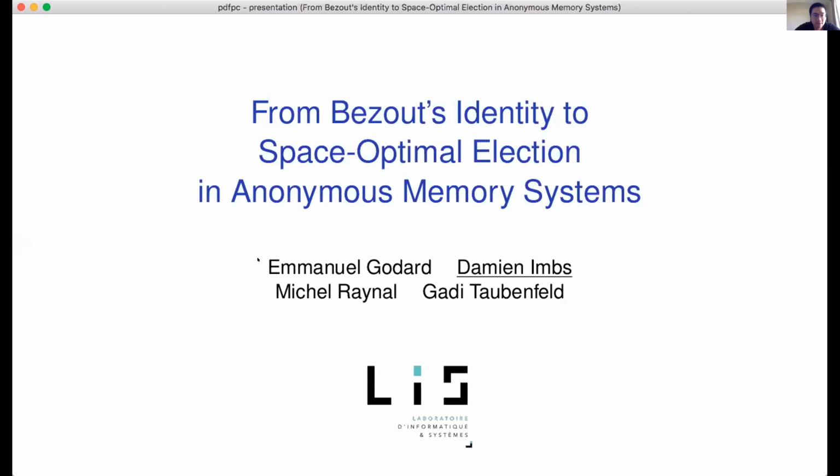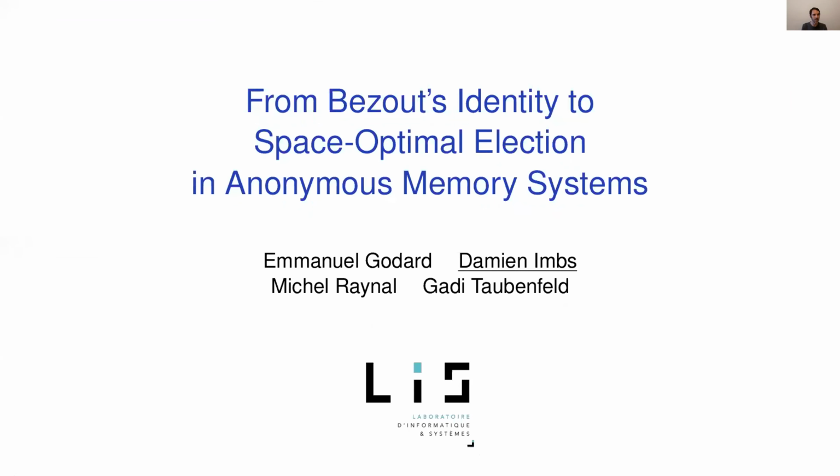Yeah, thanks, Danny. All right, let's go to the next talk. It's by Damien Imbs from Marseille, and the title is From Bézout's Identity to Space Optimal Election in Anonymous Memory Systems. Okay, Damien, go ahead. Hello, can you hear me? Yes, and we can see your slides.